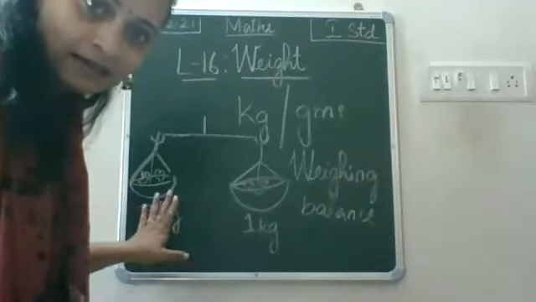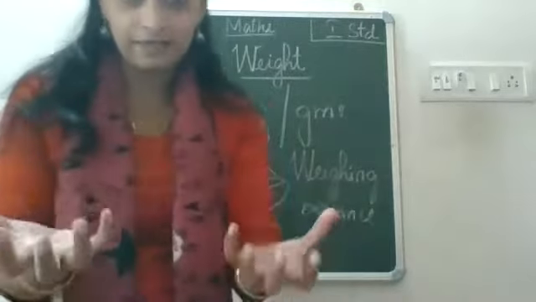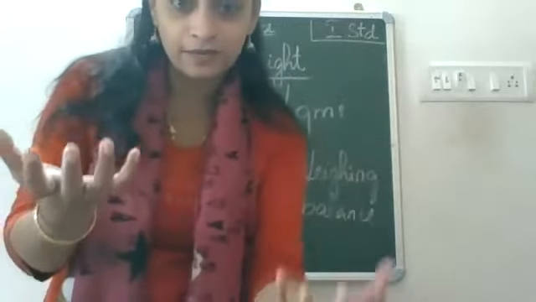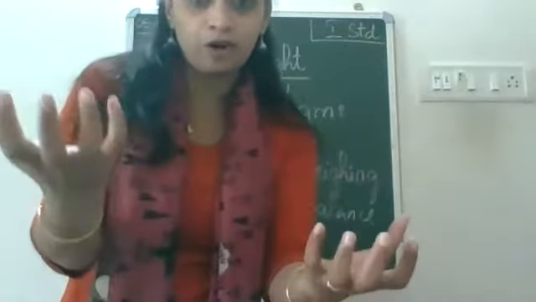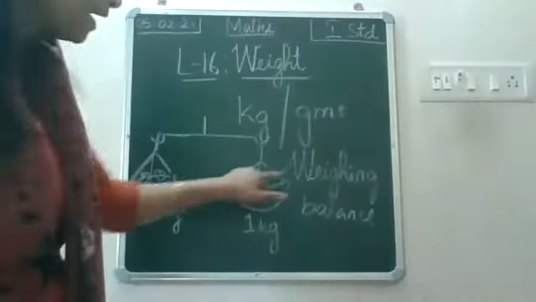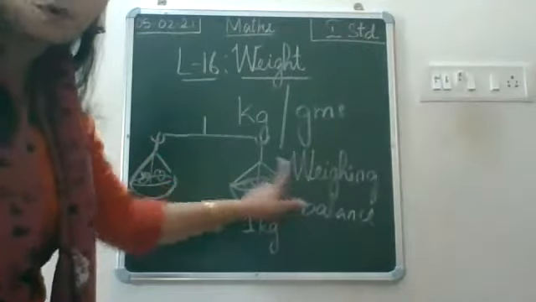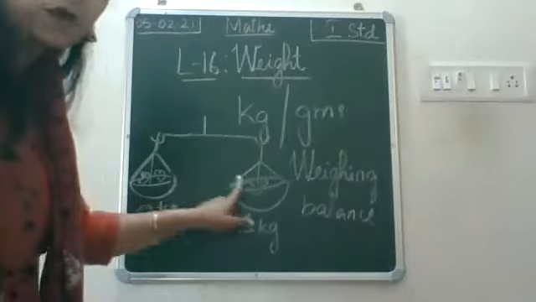Do you all understand? If 1 kg is heavier, then this will go down. If this is heavier, this will go down. So they will start removing the object so that it balances. That is why it is called a weighing balance. It balances both the pans. Do you all understand?